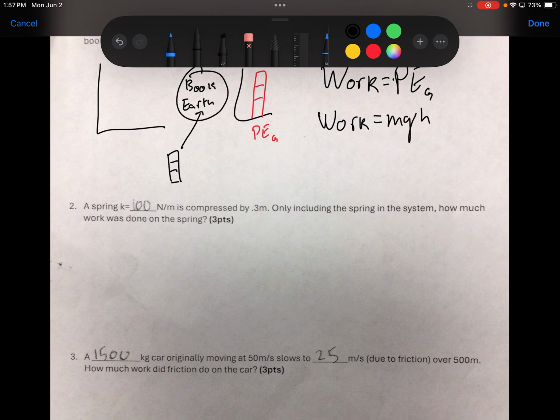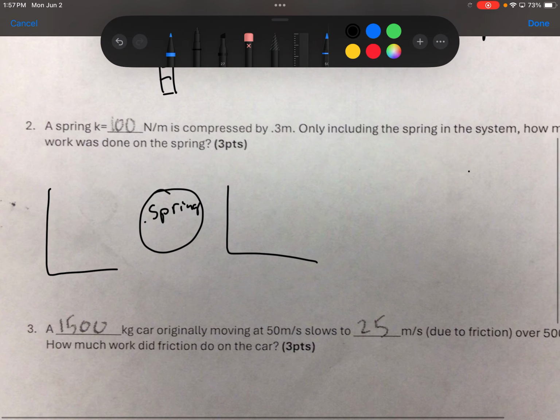All right, a spring is compressed by 0.3 meters. Only including the spring in the system. How much work was done on the spring? Well, we compressed that spring. We're storing elastic potential energy, PEE.